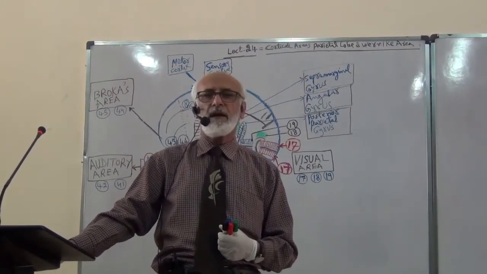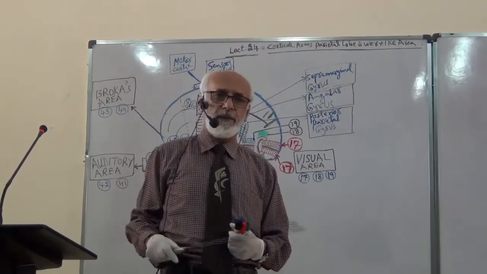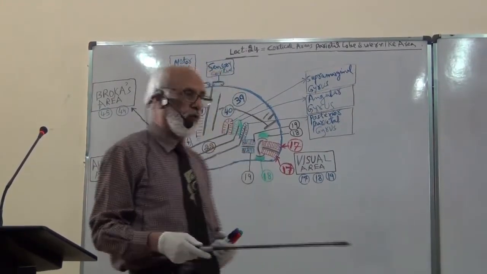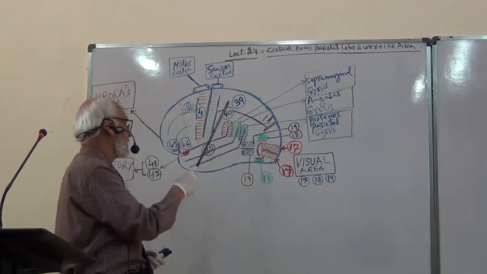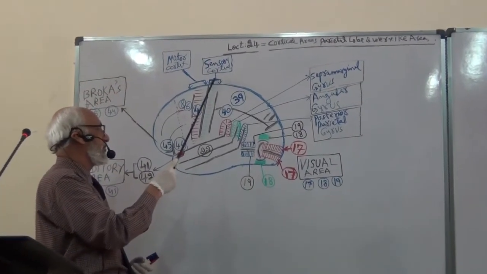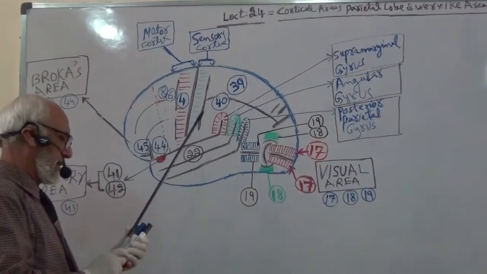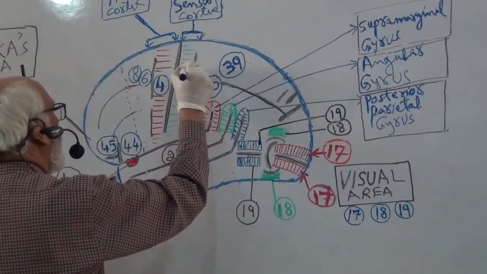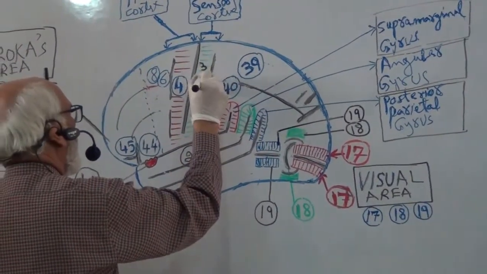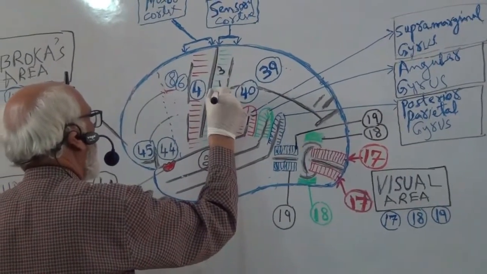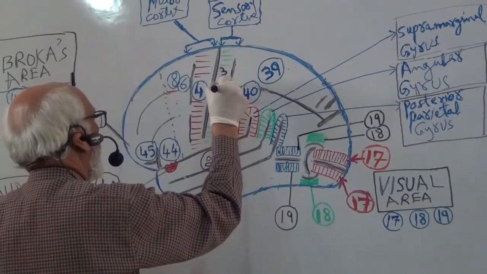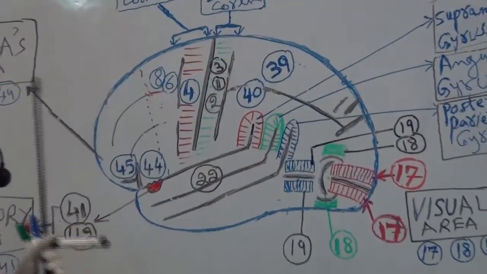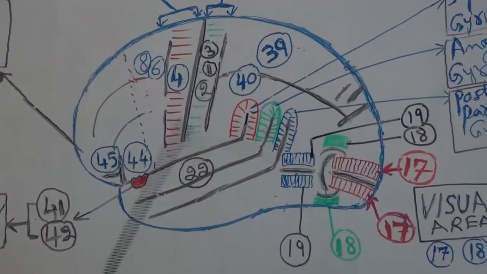Bismillahirrahmanirrahim. Last time we discussed the lateral surface of the parietal lobe. We talked about the sensory cortex, areas number 3, 1 and 2, over the post-central gyrus.